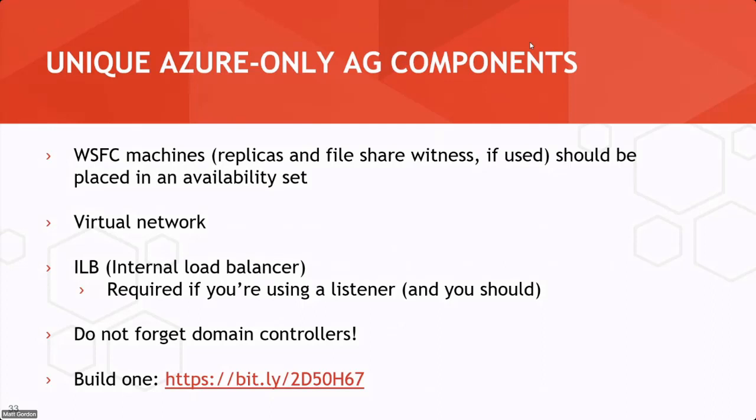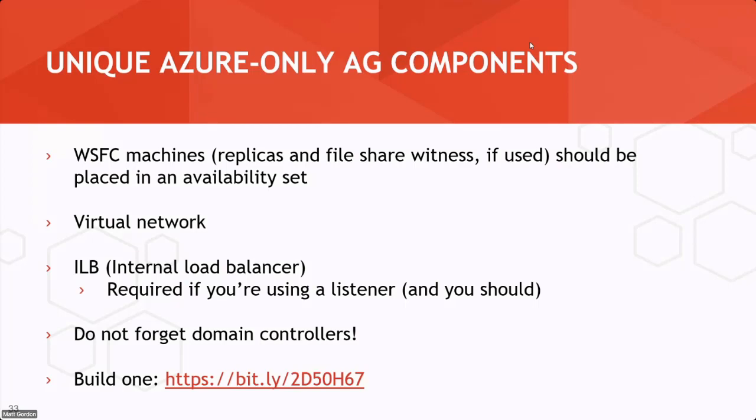This is going to build a VNet for you as well. It's going to build what's called an internal load balancer, or ILB. That's required if you're using a listener. If you're not using a listener, you should. I don't have time to go into that, but you just should. Like I said, there's the link to build one. So if you're like, I want to see what 100% Azure always on AG looks like, click that link, give yourself 30 to 60 minutes, and you've got one. And you can see where it has all this, where your on-prem one does not.